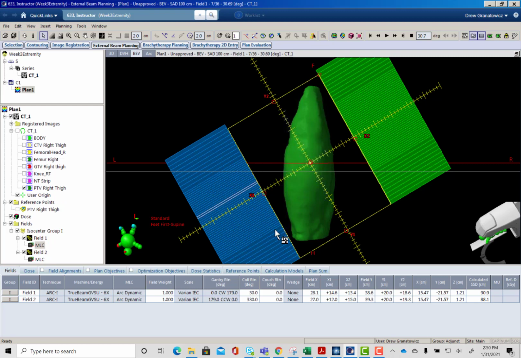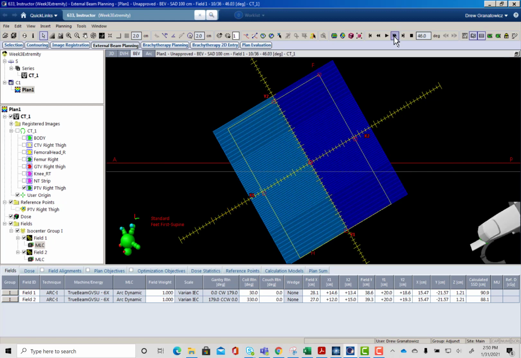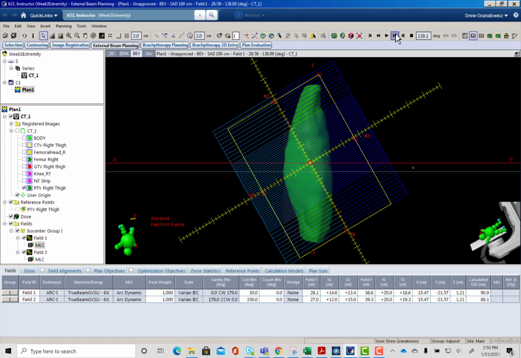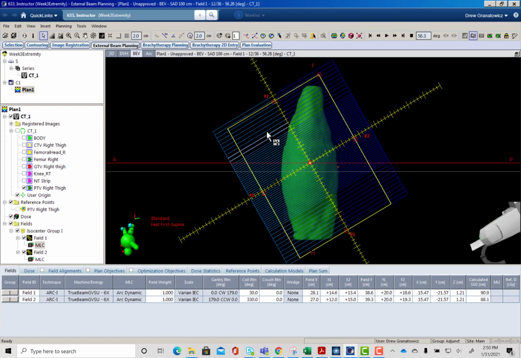The reason these jaws are so wide is just because this PTV is so long. As you rotate around, those X jaws are just super wide to make sure it has the whole PTV inside of our field the whole time. But in reality, while we're planning, these MLCs are going to be covering our PTV. So if you look at the widest part of our PTV, and since we have our collimator turned, we have to look at this 30-degree angle. But this is about 9 cm right here.